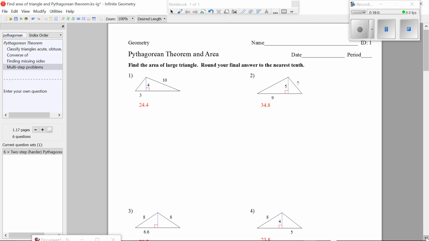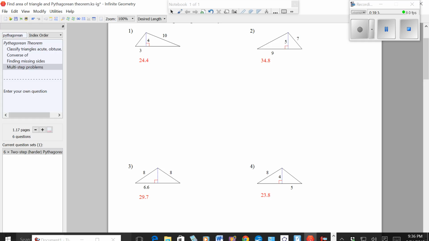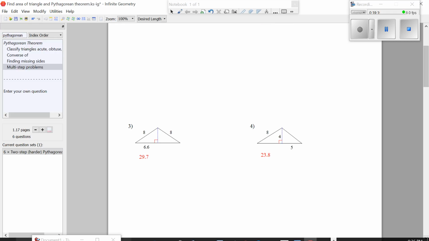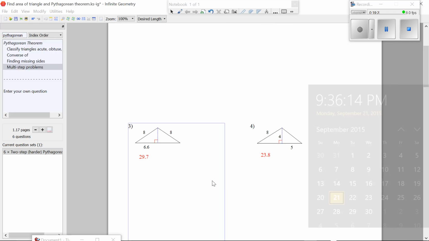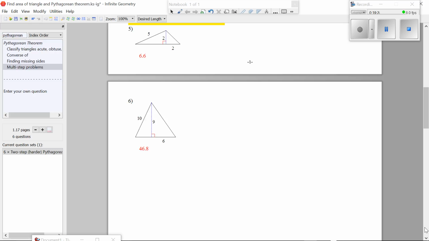Okay, now notice they have 34.8 in number 2. It's because what they did was they rounded the intermediate values, which you really shouldn't do. And they shouldn't have done. Okay, so number 3, the answer is 29.7. Number 4 is 23.8. And number 5 is 6.6. And 6 is 46.8. So if you didn't get any of those answers, please check with me. And enjoy.